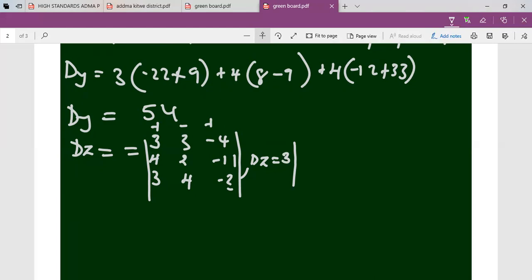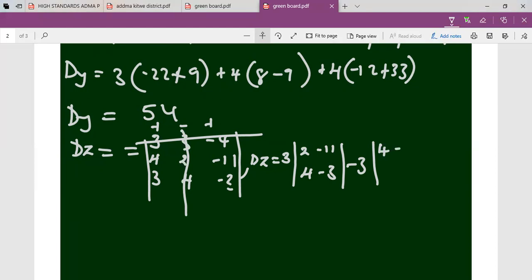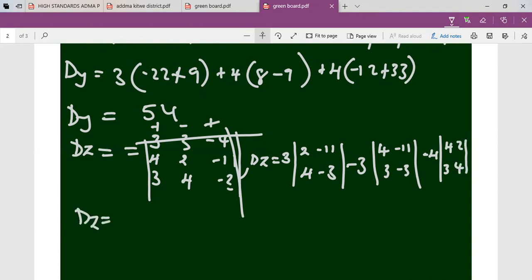Okay, sorry for that. So when we eliminate this with that, we are getting 2, negative 11, 4, negative 3, minus 3. So now we'll shift. We eliminate this. You have got 4, negative 11, 3, and negative 3. Take note, this is a plus, and plus minus 4 because of the minus. So we eliminate this. We have got 4, 2, 3, and 4. So the determinant with respect to z, what are we going to get? We are going to say again -6.